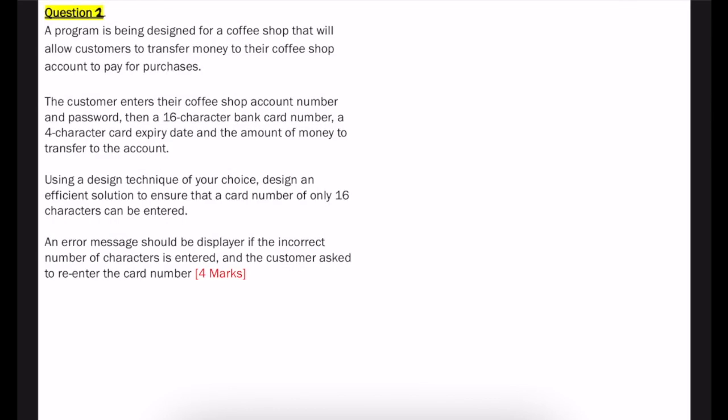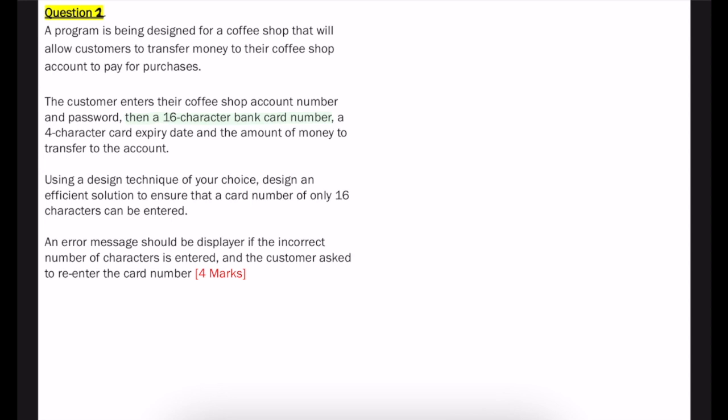Moving now on to question 2. A program is being designed for a coffee shop that will allow customers to transfer money to their coffee shop account and pay for purchases. The customer enters their coffee shop account number and password, then a 16-character bank card number, a 4-character card expiry date, and the amount of money to transfer to the account.